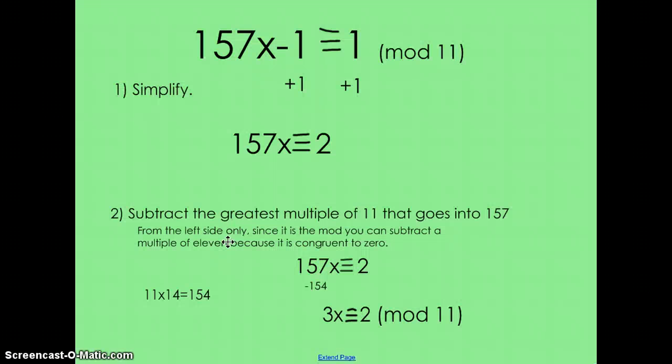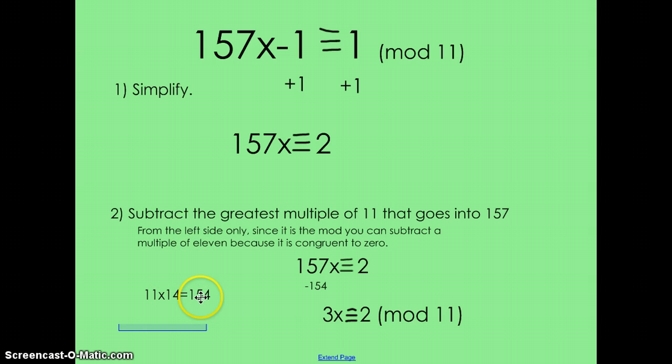Our second problem is 157x - 1 is congruent to 1 mod 11. To simplify, we add 1 to both sides, and we get 157x is congruent to 2 mod 11. Then we're going to find the greatest multiple of 11 that goes into 157, by process of elimination. We could start at any number, but we know that 11 times 11 is 121, so it's going to be more than 11. We found the answer to be 14, the highest multiple of 11 that goes into 157.